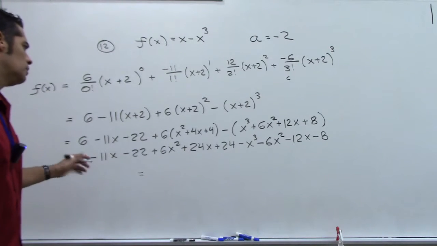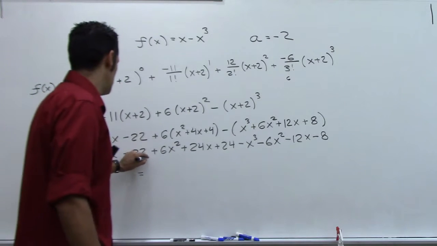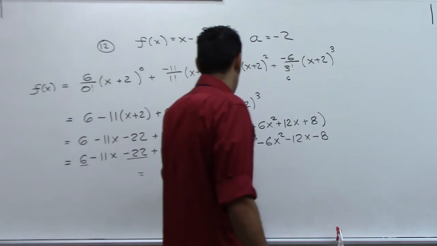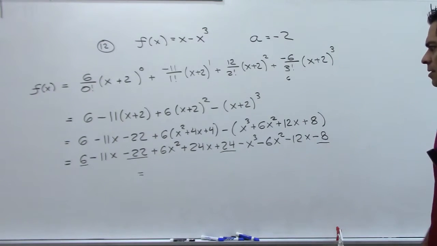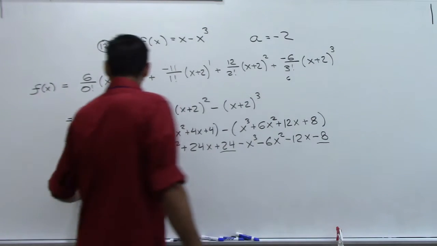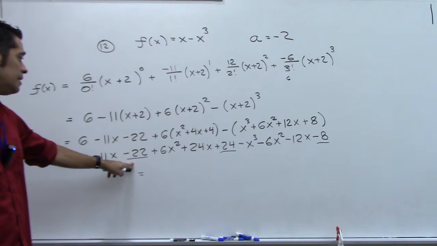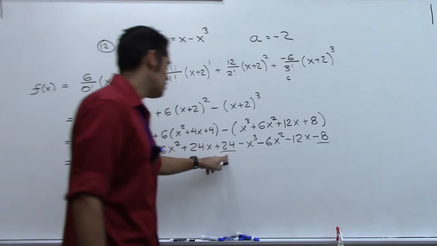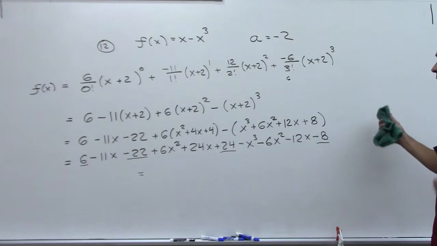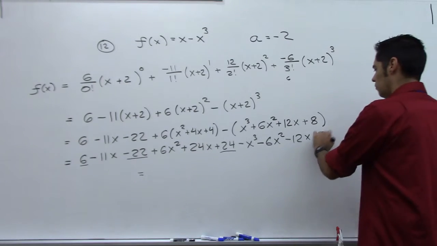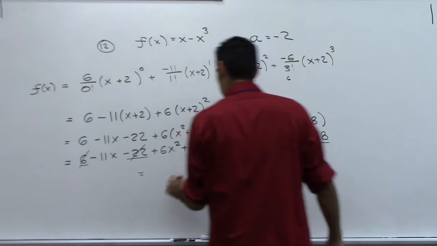How about numbers? 6 minus 22 plus 24 minus 8. So what is that? 6 take away 22 is -16. If I add 24 to that, I get 8, and then subtract 8, it's gone, so I don't have anything. These are gone. All the constants are basically gone.